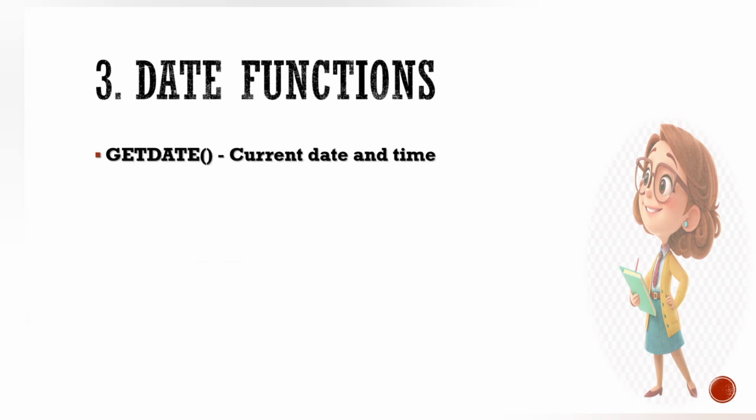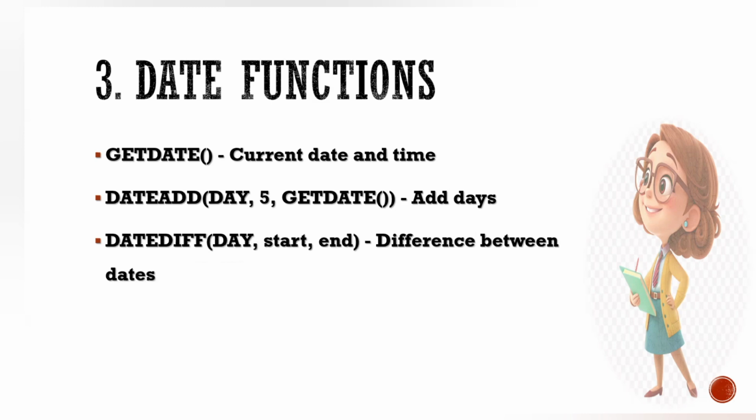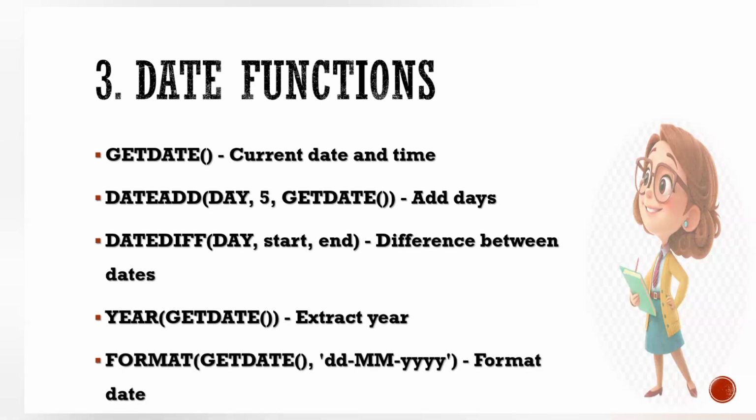Now let's talk about the date functions. They help us work with date and time values. The getDate returns the current date and time. The DATEADD helps us add days or months to a value. DATEDIFF gives the difference between two dates. The YEAR of getDate extracts the current year from the current date, like 2025. The format gives the format of each date as per our need.